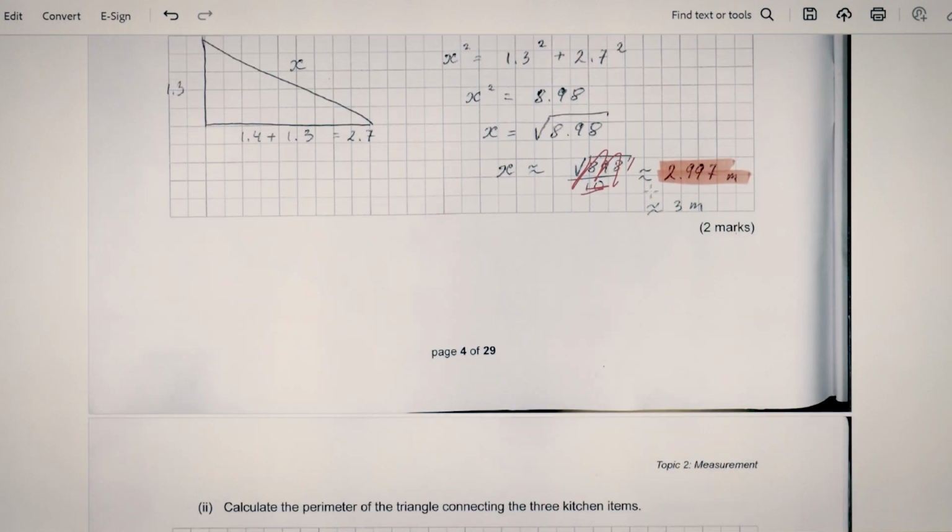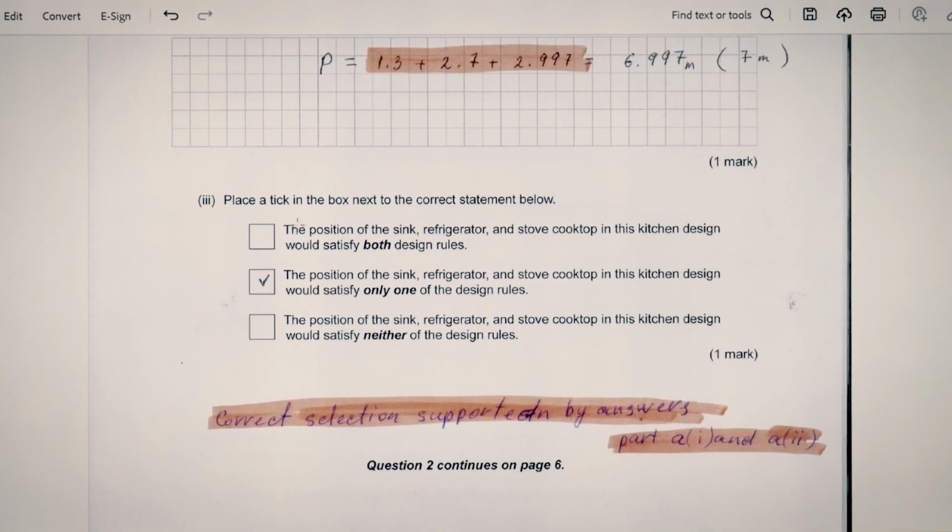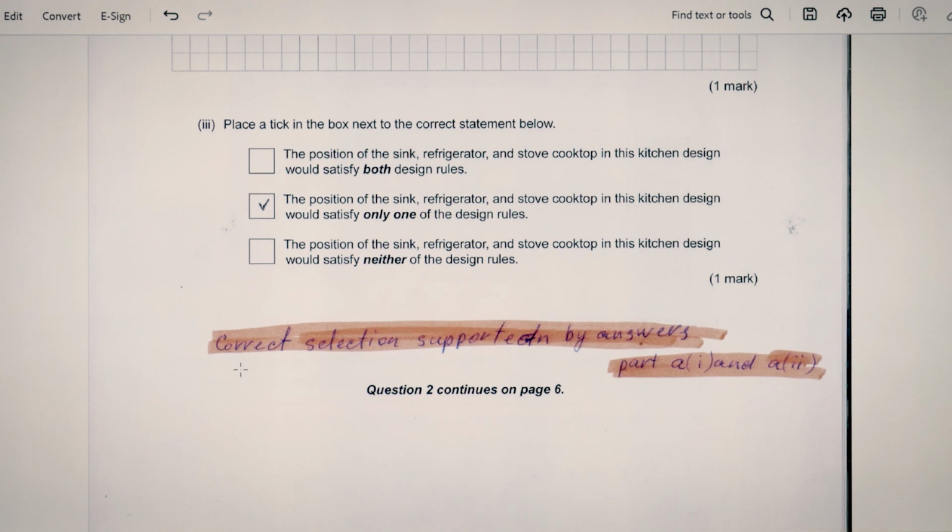But again, if students made a mistake here, we just check which one they choose, if they choose it correctly. So that's why I put it here: correct selection supported by answers in part A, I and A, II. Okay, so it depends. We are looking at what they did. Any questions with this?